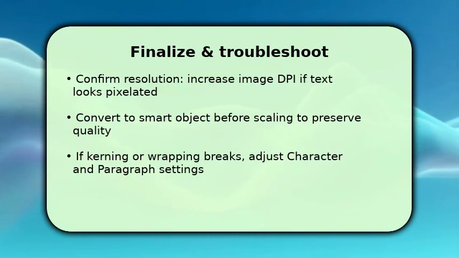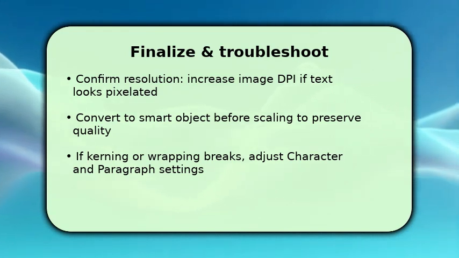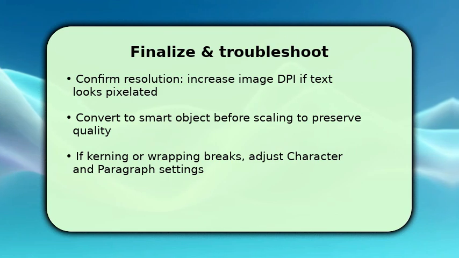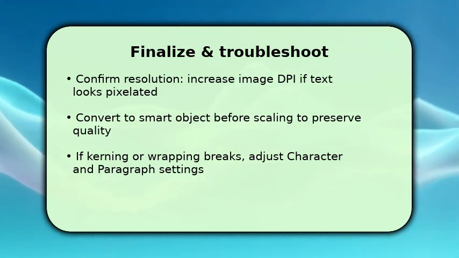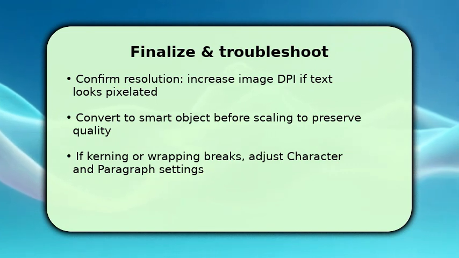Finish by confirming the document resolution. If text appears pixelated at large sizes, increase image DPI or work in higher resolution files. Once happy, convert the Type layer to a smart object to preserve vector quality when scaling further.